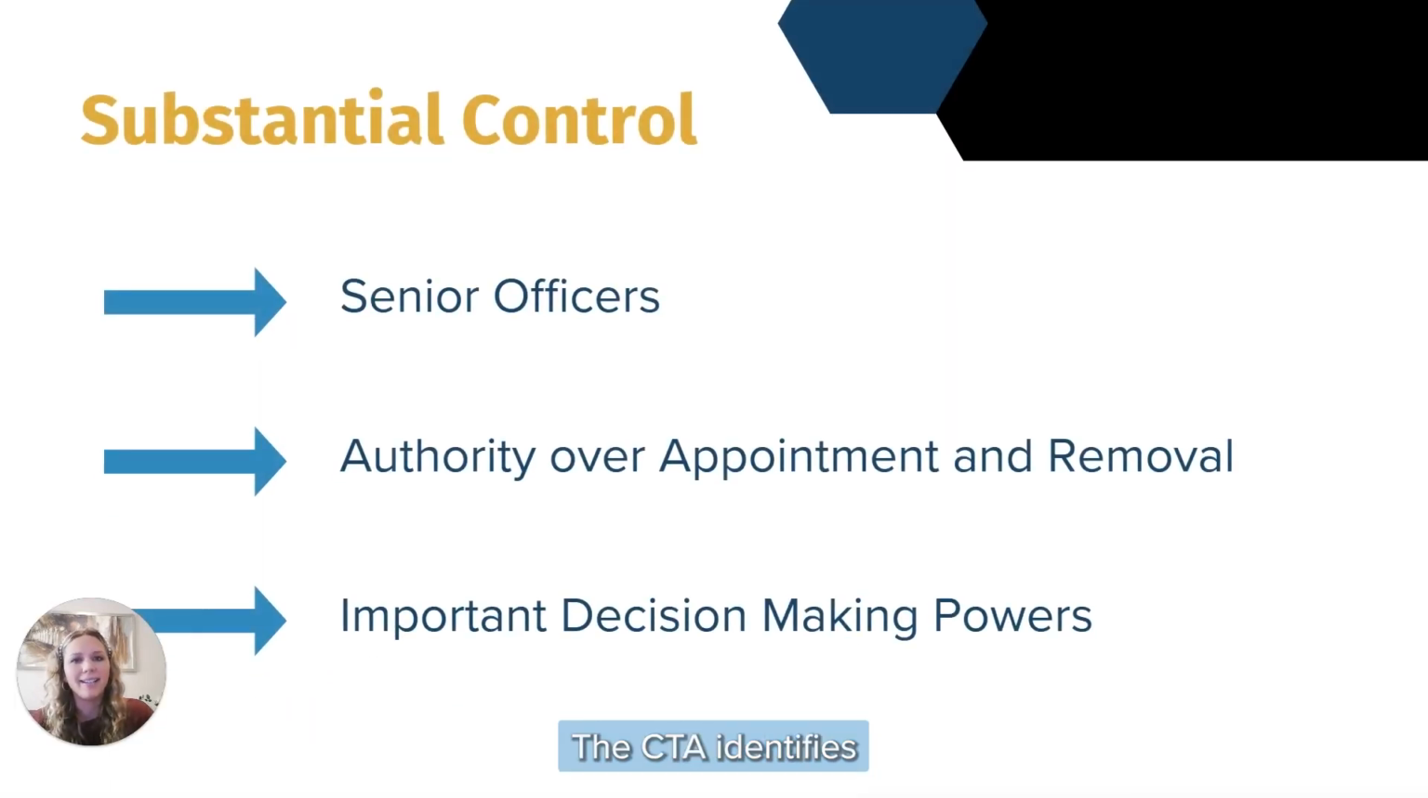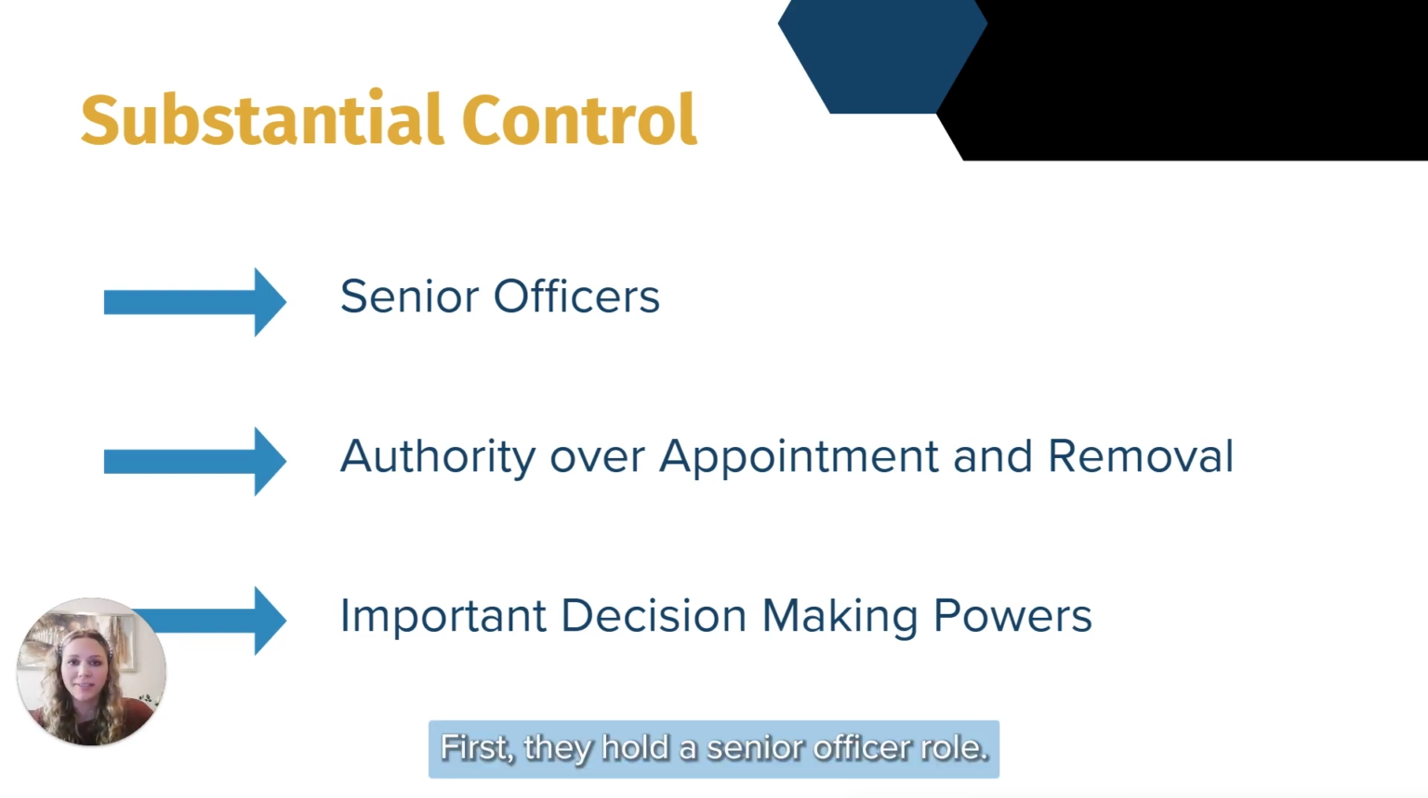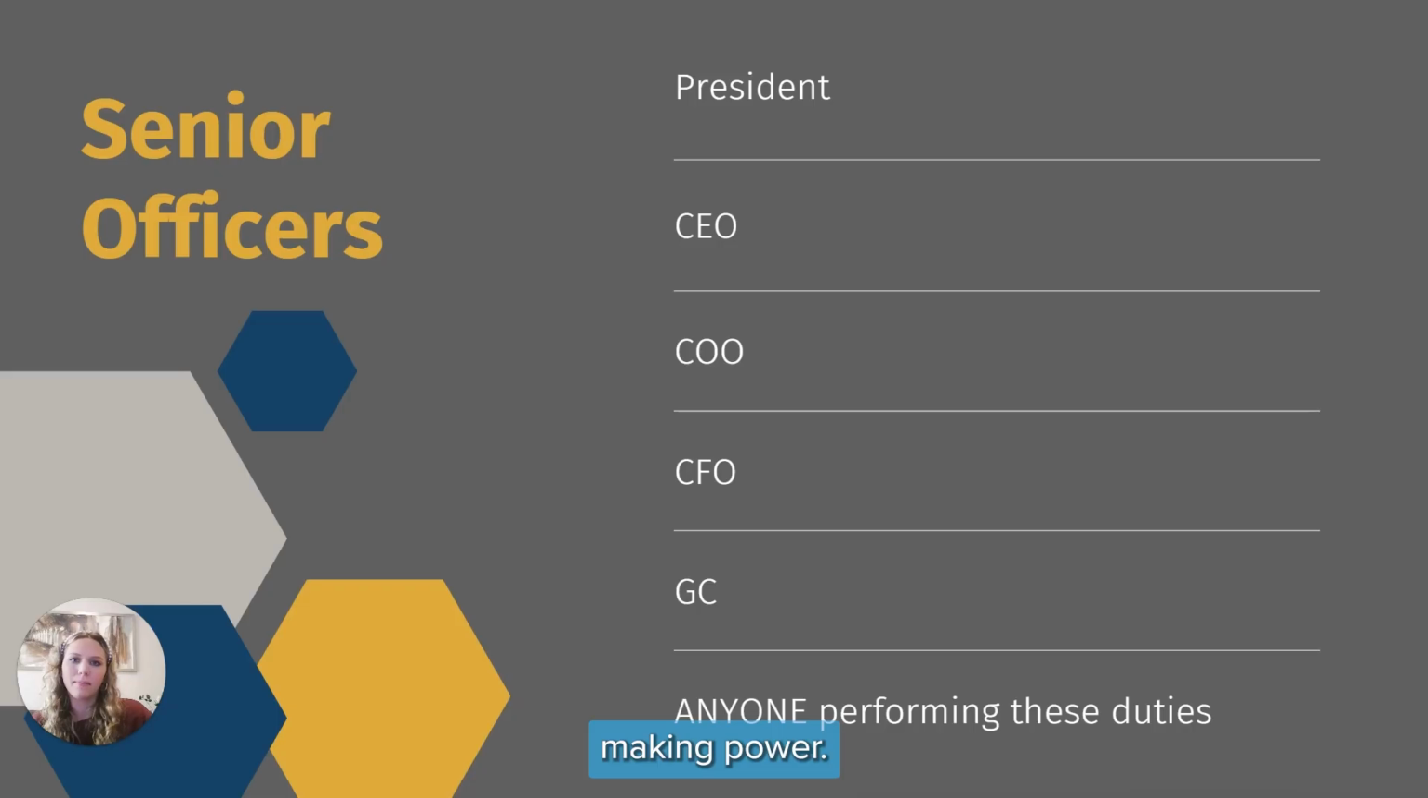The CTA identifies three main ways through which an individual can exert substantial control over a company, therefore qualifying as a beneficial owner. First, they hold a senior officer role. Second, they have authority over appointments and removals of certain individuals. And third, they have important decision-making power.